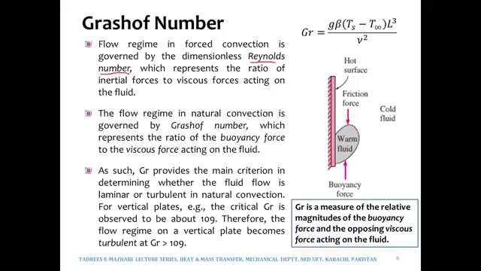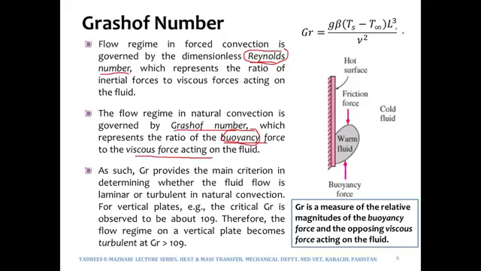Now the flow regime in natural convection is governed by Grashof number, which represents the ratio of the buoyancy forces to the viscous forces acting on the fluid. So over here the Reynolds number is a ratio of the inertia forces to viscous forces, whereas over here the Grashof number is a ratio of the buoyancy forces to the viscous forces, because in the Reynolds number it is the inertia forces or the velocity which contributes a major role in determining the type of the flow, means laminar or mixed or turbulent. Similarly, in free convection, it is the buoyancy force which is in fact moving the fluid. So therefore a Grashof number is a ratio of the buoyancy forces to the viscous forces.